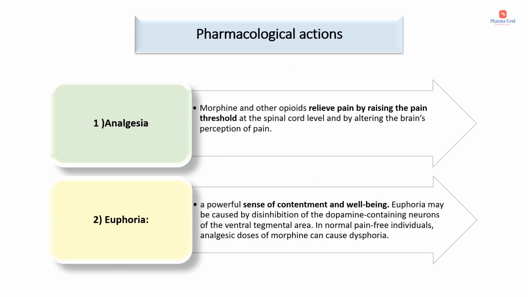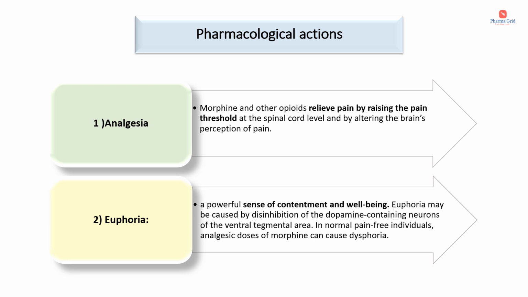Next, we will learn about the pharmacological actions of opioids. So the first one is analgesia. Morphine and other opioids relieve pain by raising the pain threshold at the spinal cord level and by altering the brain's perception of pain. Second action is euphoria.